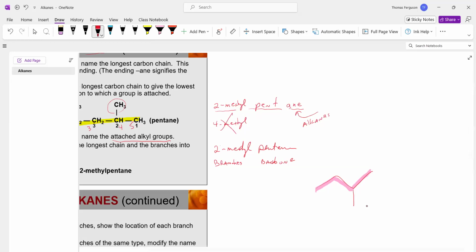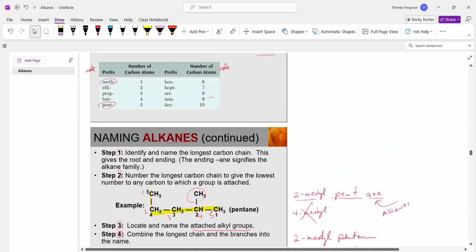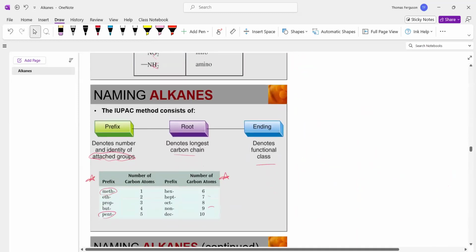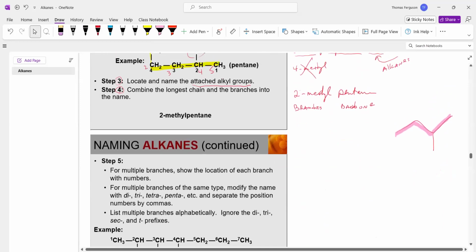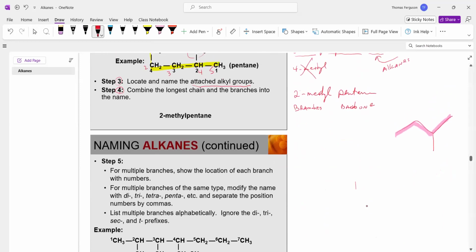4 carbons long. We go back up to this chart here. 4 carbons is going to be like butane. It's where the but comes from, and butane is 4 carbons long. New prefix. Good. And because it is an alkane, it's an ANE.